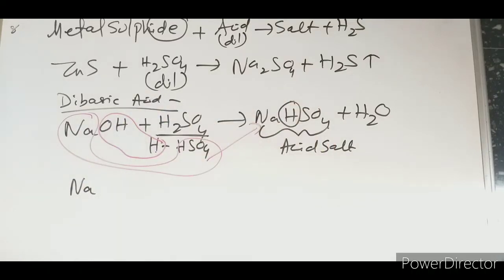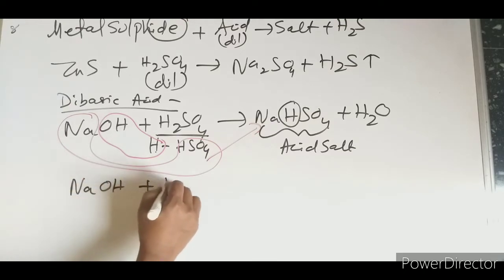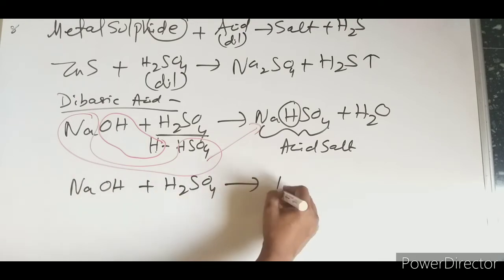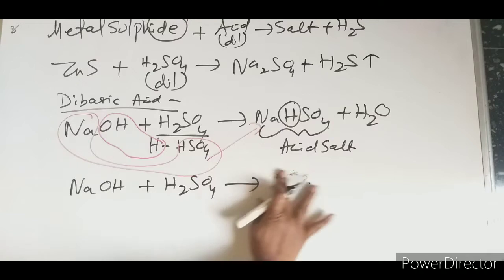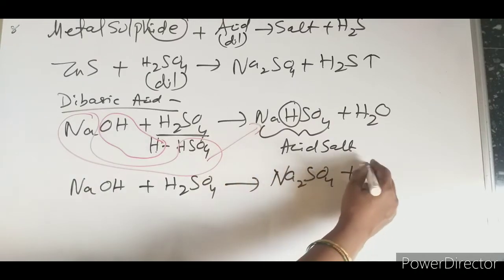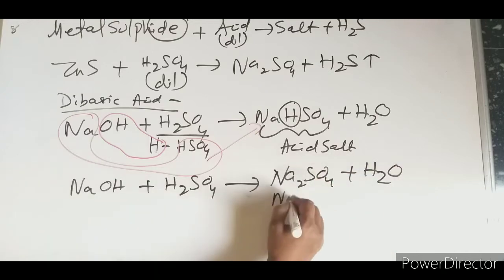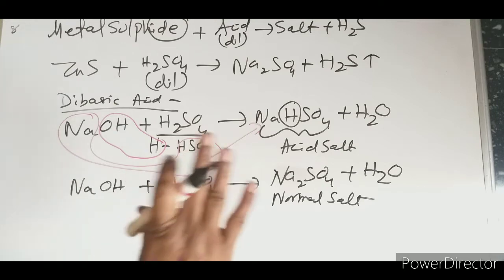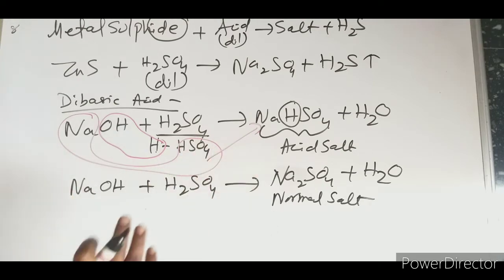Then we will go for NaOH along with H2SO4. Here obviously it is dilute only. We will get Na2SO4 along with water. This one will be normal salt. This one it is normal salt. Okay, so all these are the properties of dilute acid.